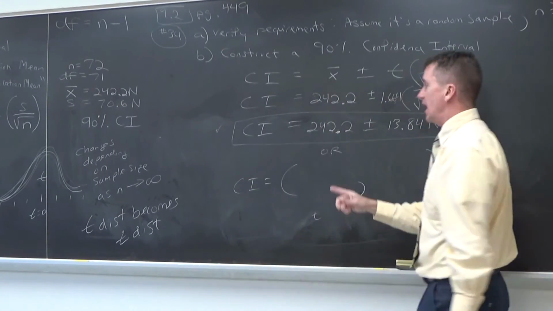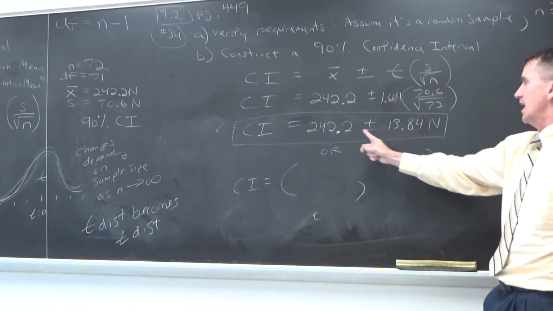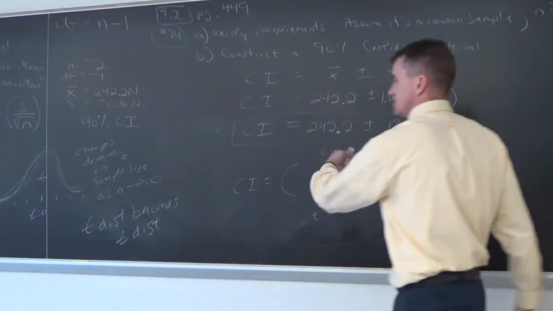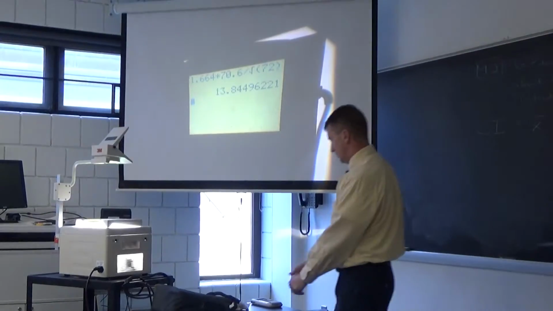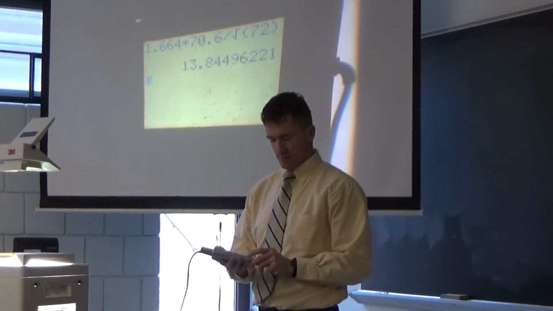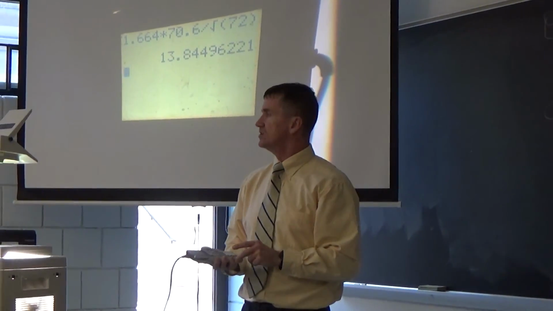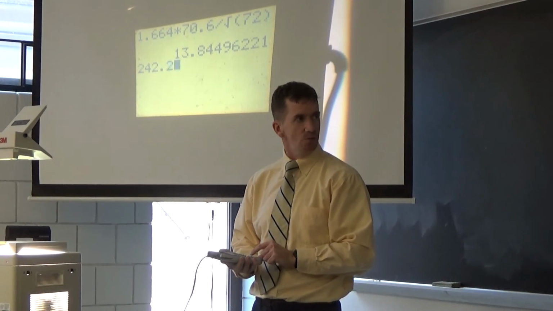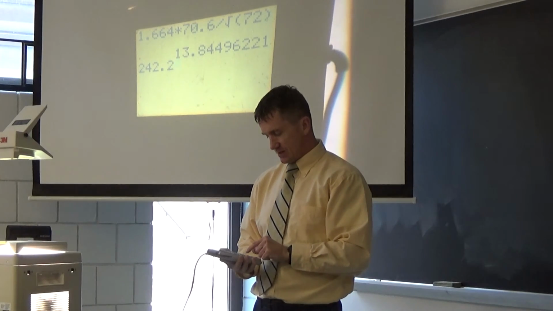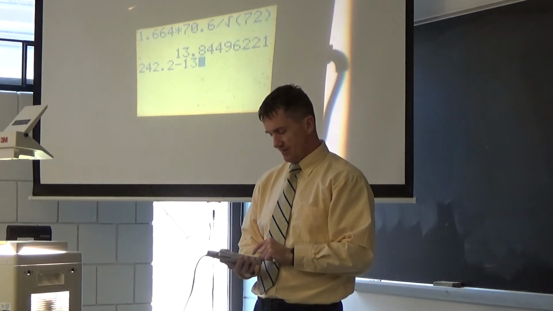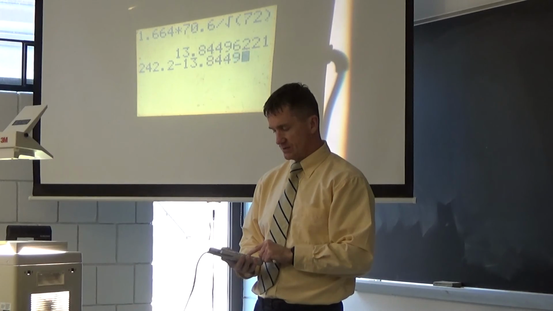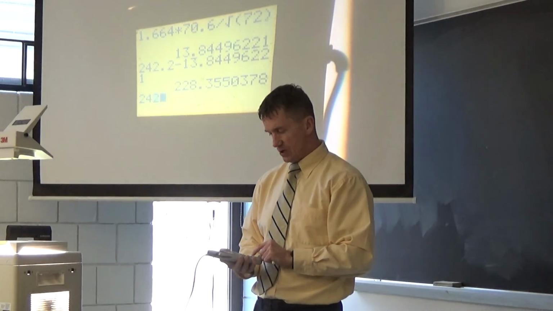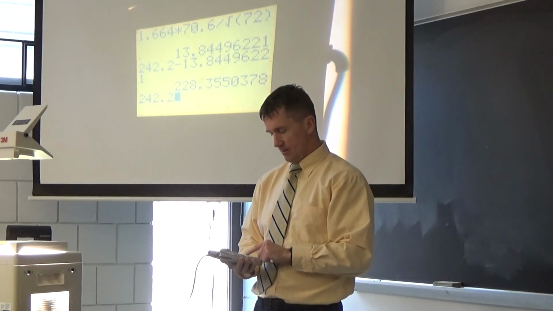And it's very simple. All I have to do is take this number and subtract that, and take this number and add that. I'm going to do it with my calculator, okay? I just want to see what these two numbers are. All right, and it's from lowest to highest? That's right, you always go from lowest to highest. So what's 242.2 subtract 13.84496221? And what is 242.2 plus 13?